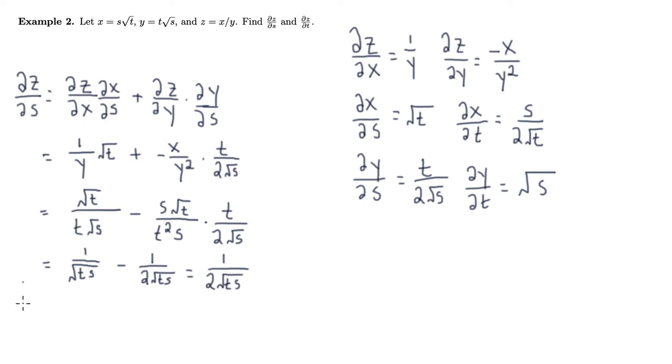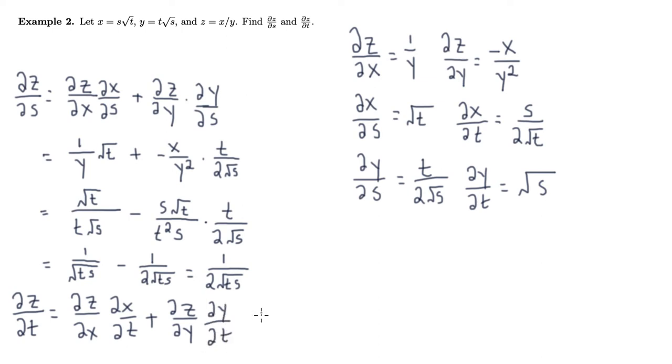All right, so now let's look at partial z, partial t. Okay, so what is it? Just by definition, we look at the two intermediate variables, partial z, partial x times partial x, partial t, plus the other intermediate variable, partial z, partial y, partial y, partial t. Okay. Now what does that equal? Just plug in what everything is.